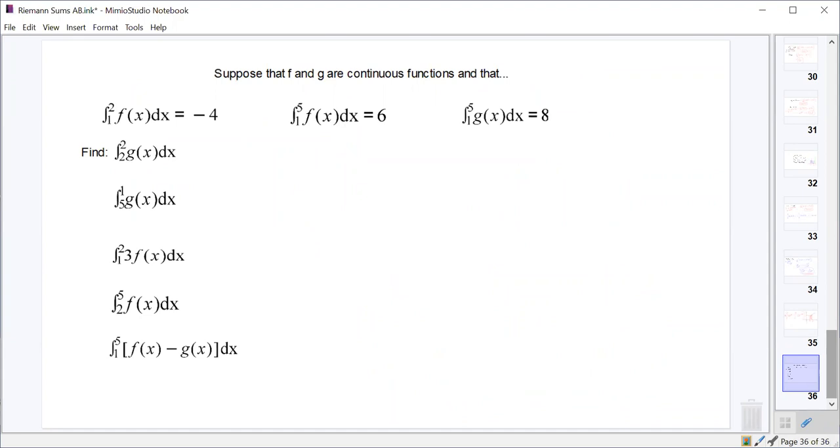So, if we've got 2 functions f and g that are continuous, and we know some of the values of some of the integrals, like the integral from 1 to 2 of f, or from 1 to 5 of f, or 1 to 5 of g, we should be able to find some other related integrals. So first off, from the information given to us, what's the integral from 2 to 2 of g of x? 0. We should know that always, right? The integral from a to a of any function is always 0.